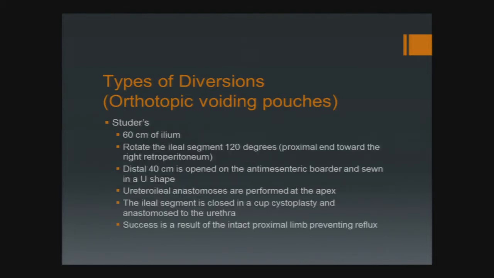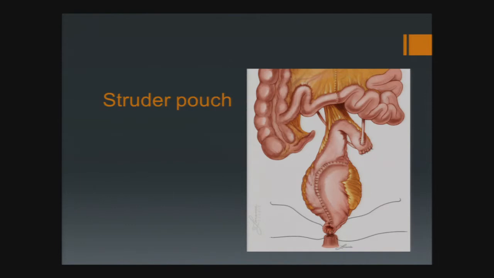There's a Studer pouch, 60 centimeters of ileum. You then rotate that ileal segment 120 degrees, proximal towards the right retroperitoneum. The distal 40 centimeters is then made into a U, and the ureteral anastomosis is performed at the apex. And it's actually that ileal segment that prevents the reflux. You make the cup cystoplasty and anastomosis to the urethra.